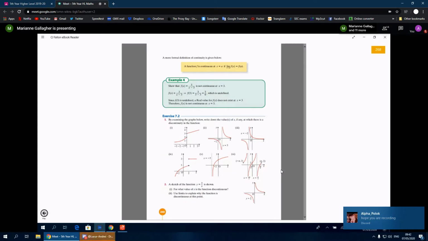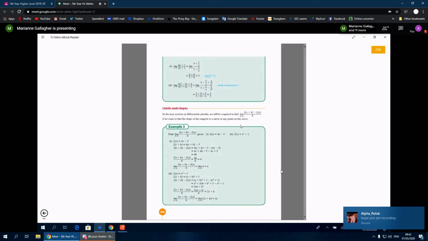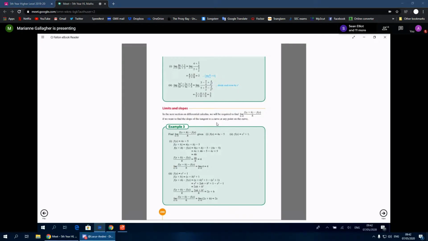Okay, so let's just go back and look at limits, because this is the whole basis now. This little formula there that you're looking at, the limit as h tends to 0 of f of x plus h minus f of x, divided by h. Okay, and that will be what we're doing. That's used in differentiating, in differential calculus, in finding the slope of the tangent to a curve at any point. And I'll explain that to you now using this.